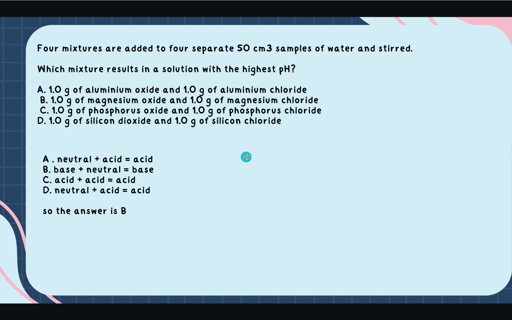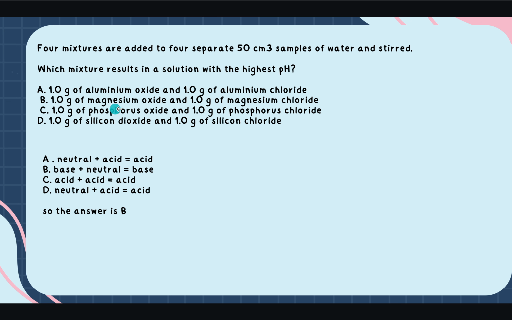Next question. Four mixtures are added to four separate 50 milliliter samples of water and stirred. Which mixture results in a solution with the highest pH? As we know, aluminium oxide and aluminium chloride is neutral and an acid, and so neutral plus acid will result in an acid product.